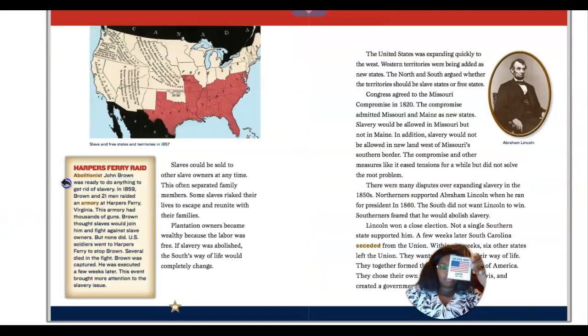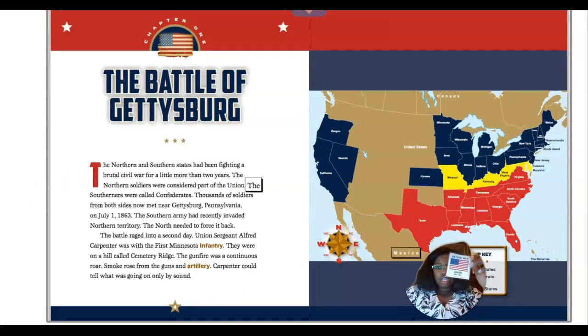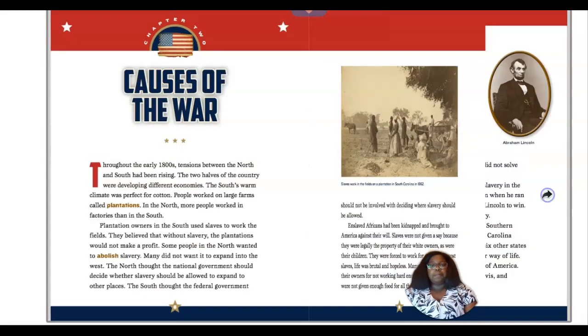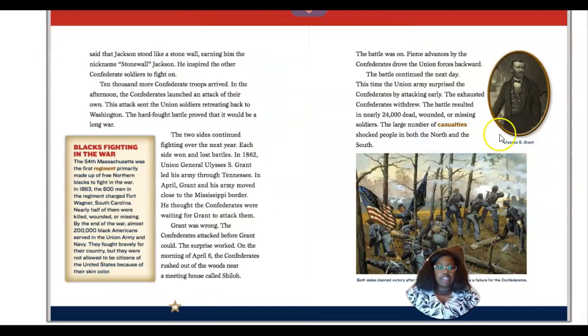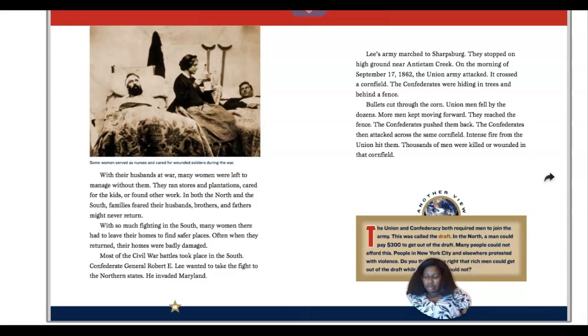And let's go back a little. So North Carolina, where we are located, was a part of the Confederate States. All right. This here is still talking about the war, the two sides. At this point in the book, both sides claimed victory for the Battle of Shiloh, but it was a failure for the Confederates, which was North Carolina, Virginia, and so on and so forth.